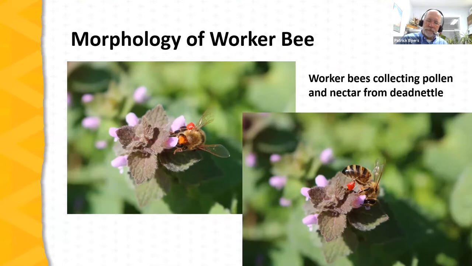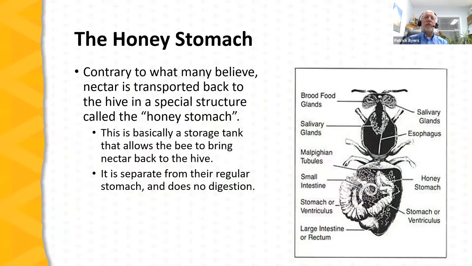Now, the honey stomach. We sometimes hear people say, well, honey is just something bees eat and then throw back up. But in fact, a honeybee has a separate organ called the honey stomach, where the nectar that she collects from a flower is stored on the way back to the hive. And if we look at this picture, we can see there in her abdomen, the honey stomach.